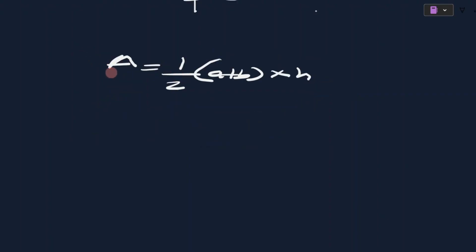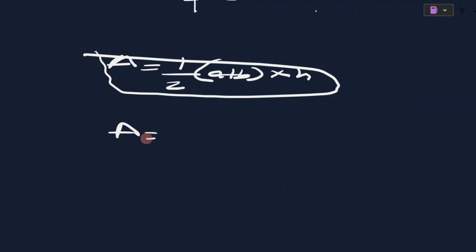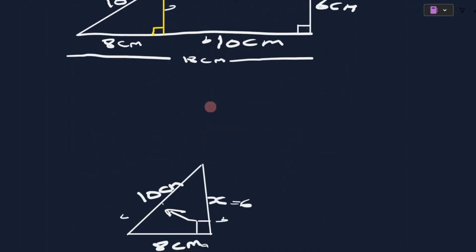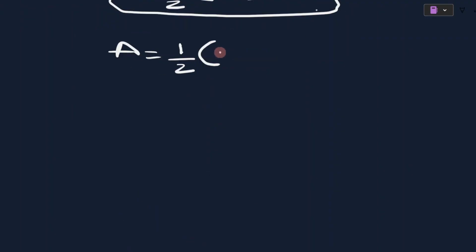Using this formula, we have our area to be equal to 1 over 2. Remember, our A is 10, while our B is 18 centimeters. That's the total length of the trapezium. So A is 10 plus 18, which multiplies the height. Remember, the height is given, which is 6 centimeters.